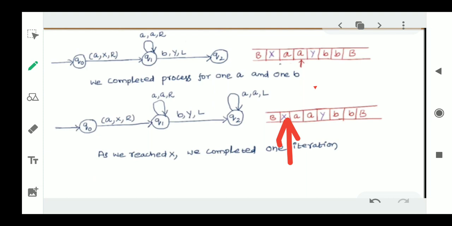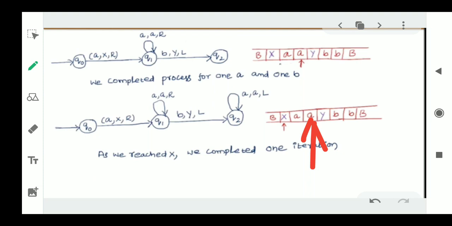So when you reach the capital X, from there onwards you again start scanning to the right side. Again you have got small a here. Replace that small a with capital X. Now after replacing with capital X, you go to the next position. The next position is small a. Don't replace that with any other symbol. So we need to skip this small a.